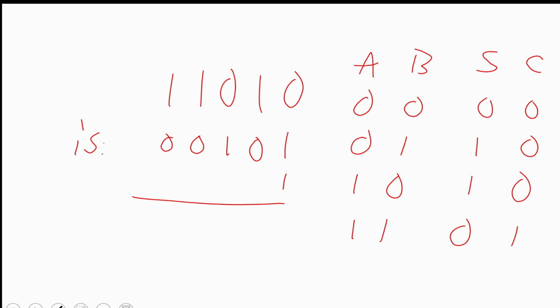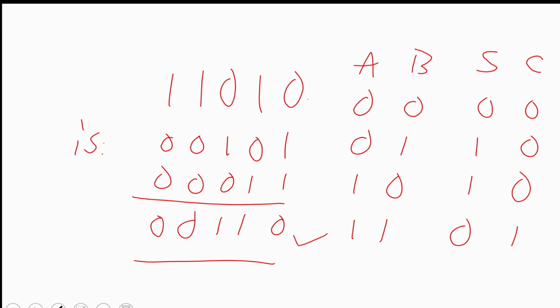Now look here, 1 plus 1, the sum will be 0, carry will be 1. 0 plus 1, the sum will be 1, carry will be 0. 1 plus 0, the sum will be 1, carry will be 0. 0 plus 0, the sum will be 0, carry also will be 0. 0 plus 0, the sum will be 0, and carry is 0, you can neglect it. So you got 0, 1, 1, 1, 0. So this is the 2's complement for the given binary number. So like this you can find the 2's complement.